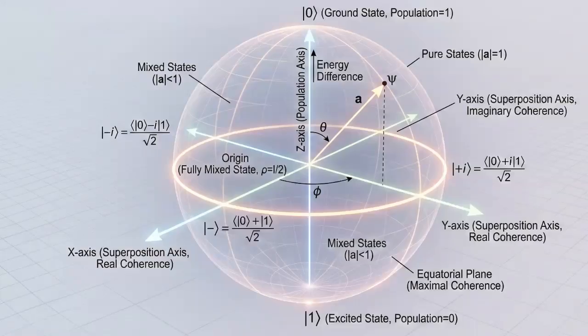The equatorial plane, that is, the xy plane, represents the coherences of a qubit. These coherences correspond to the off-diagonal element of the density matrix, written as ρ01. The distance from the z-axis within that plane represents the magnitude of this element, written as the absolute value of ρ01. The angle around the equator represents the complex phase of ρ01.